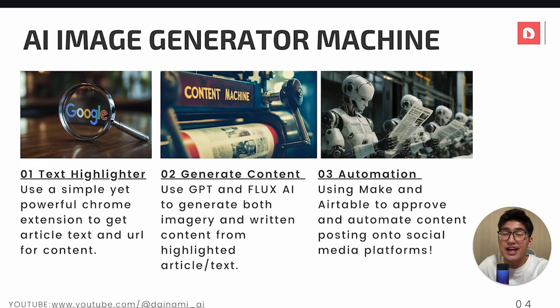All we got to do is to highlight any simple text online and it will send the important information such as the URL and the text to our Make automation. And from there, in our Make automation itself, we'll then be able to use GPT and Flux AI to generate both imagery and written content from the highlighted article or text. Once we get all this content generated, we will be able to use Make and Airtable to approve and automate content, allowing us to post on all our social media platforms at ease.